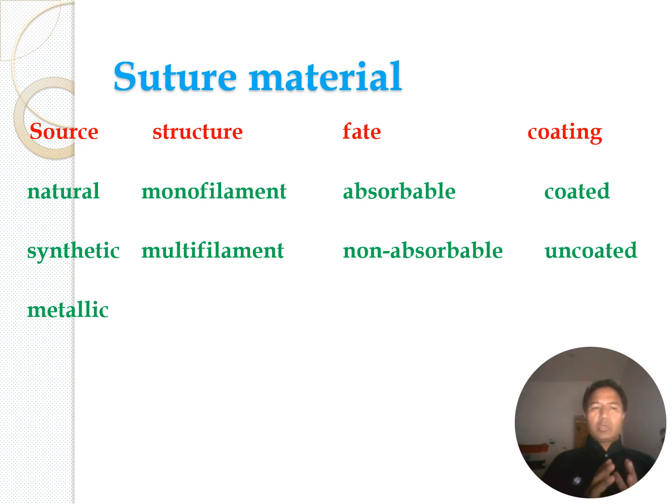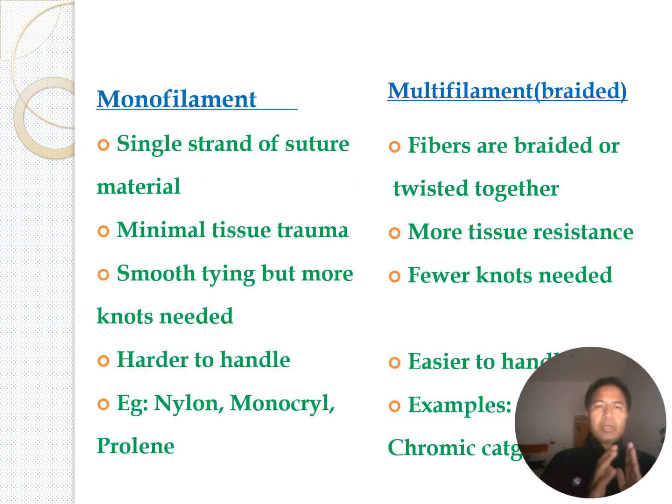Suture material is classified by source, structure, fate, and coating. Source is natural, structure is monofilament, fate is absorbable, and it is coated. Synthetic is multifilament, non-absorbable, and uncoated. We may also have a third, metallic. Now we have monofilament and multifilament, also called braided.